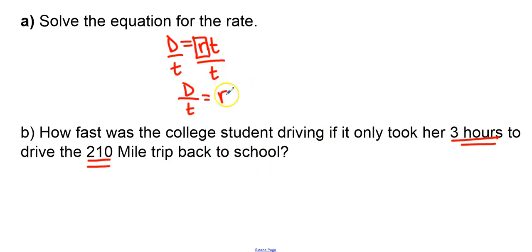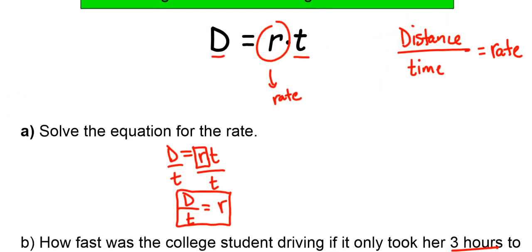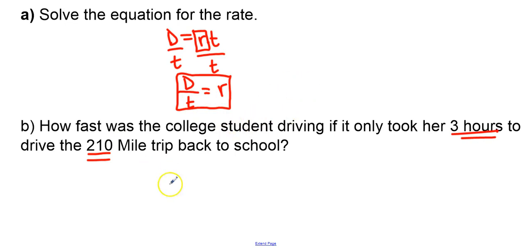So we've solved this equation for the rate, and now we can use that in finding some different information. We've manipulated this original equation, D equals RT, into one that is more useful to answer this particular question, and then we just plug in our information. So we know that the 3 hours is an amount of time. We know that the 210 is a distance.